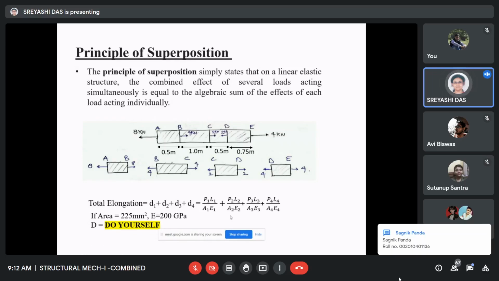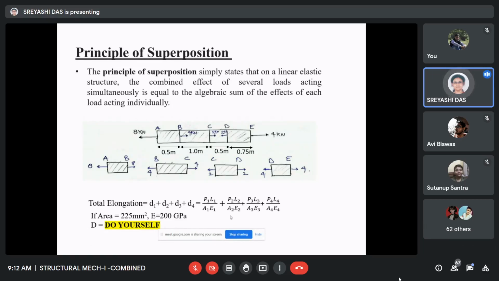So basically, the first thing is that within this vacation, have you done all the shear force bending moment diagram assignments? Yes, ma'am.